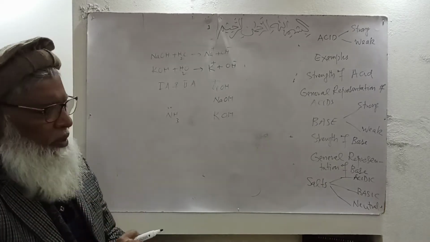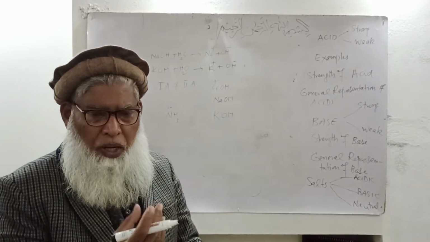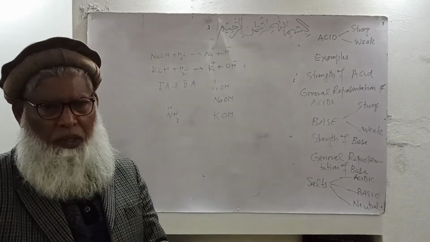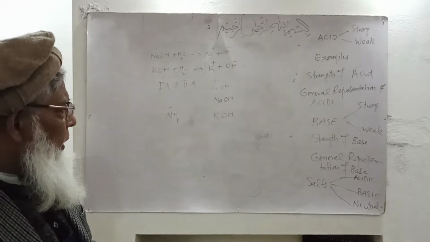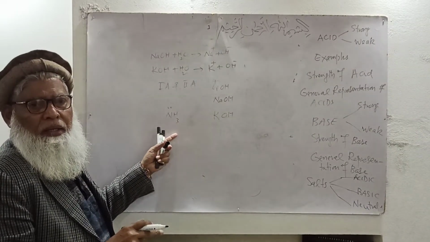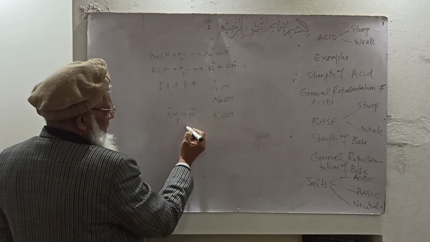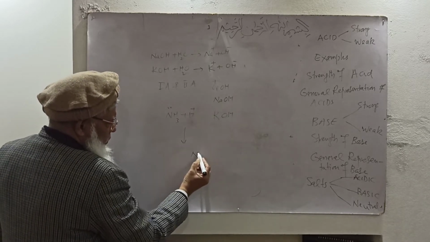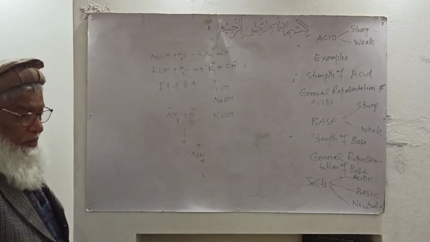As we defined a base, any species which accepts a proton is also called a base, either a hydroxyl ion donor or a proton acceptor. In this way, bases are classified. For example, this ammonia accepts a proton and is converted to ammonium ion. So this ammonia is a base.